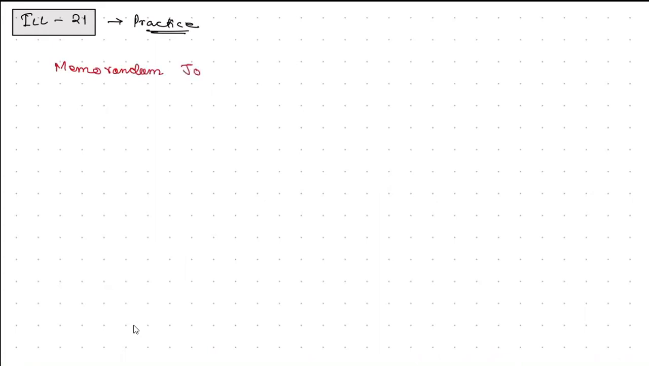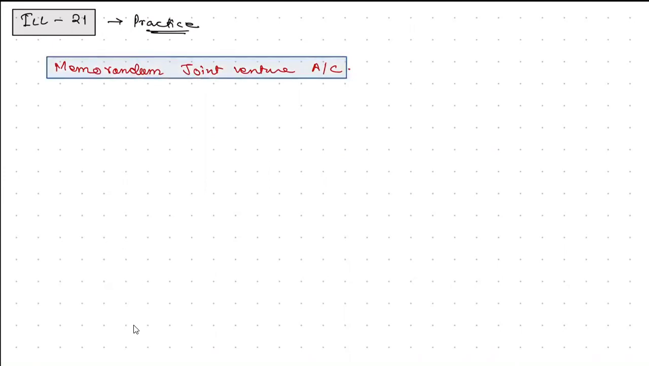Memorandum joint venture account. मेमोरेंडम मतलब क्या होता है पता? नहीं सर। Memorandum means something which is vague, fake, imagination. Okay, memorandum means something which is vague, fake, or imaginative.